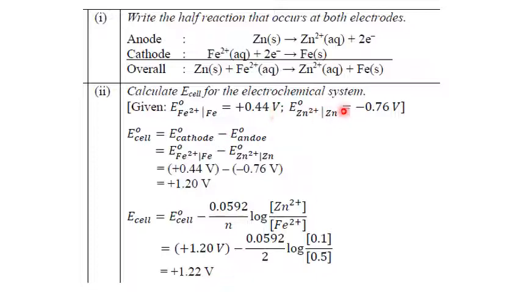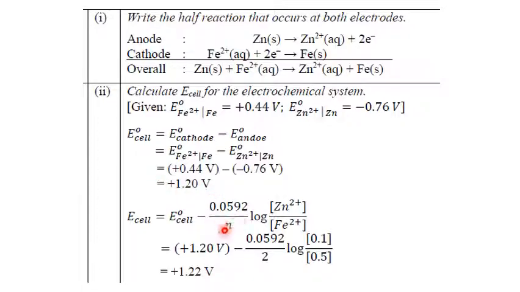So between these two, which one is anode? Which one is cathode? Iron is cathode. So for cathode, the value is positive 0.44 volt. Okay, minus anode. Anode is negative 0.76. So the E° cell is 1.20 volt. Always remember the positive and negative signs.